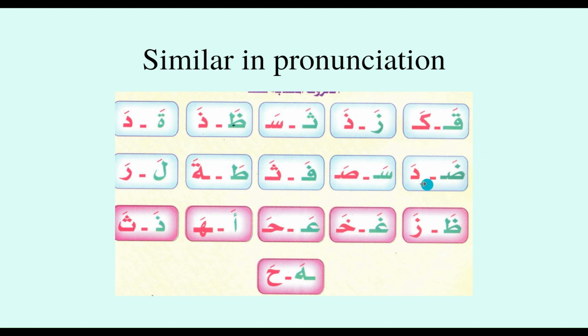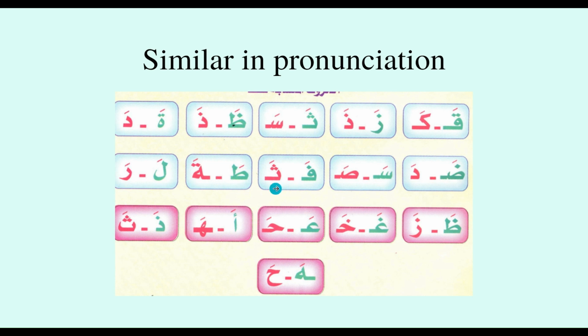Da and d. Da, there's no equivalent for da in English, but we can say it's the heavy sound of d. Okay, da. We have sa and sa. Sa, as you know, the S sound. However, sa, there is no equivalent for sa as well, because there is no equivalent for the heavy letters. All the heavy letters, there's no equivalent for them in English. So we can say that sa is the heavy sound of sa.